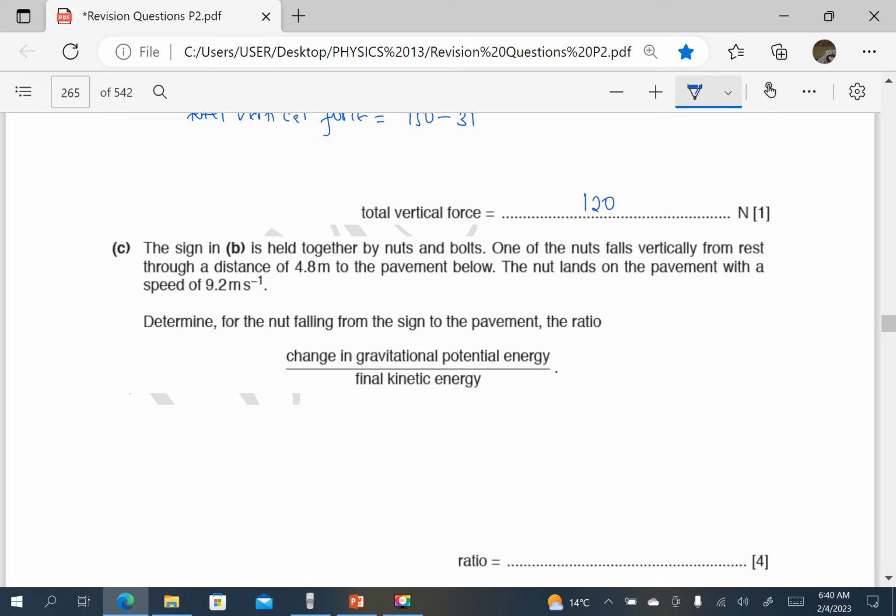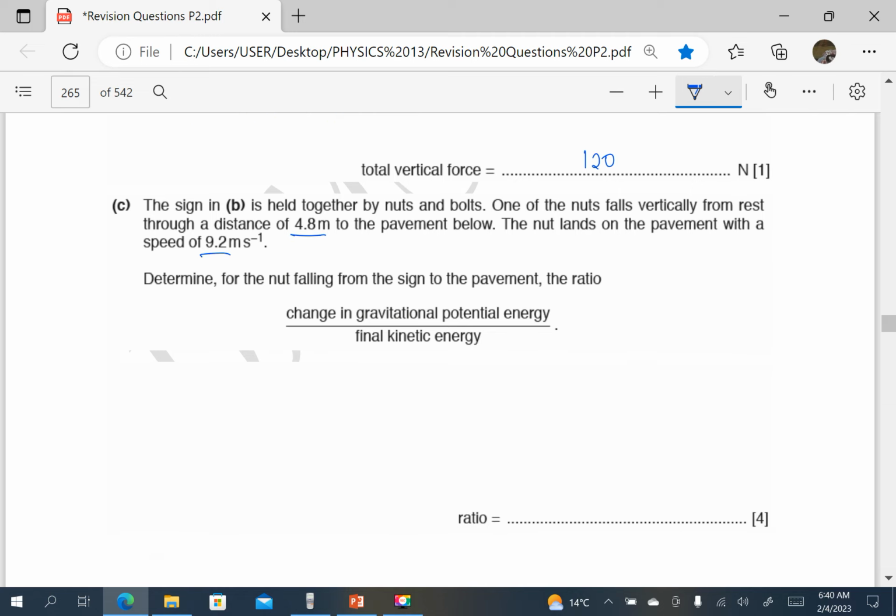The sign in B is held together by nuts and bolts. One of the nuts falls vertically from rest through a distance of 4.80 meters to the pavement below. The nut lands on the pavement with a speed of 9.2 meters per second. Determine, for the nut falling from the sign to the pavement, the ratio of change in gravitational potential energy over final kinetic energy.